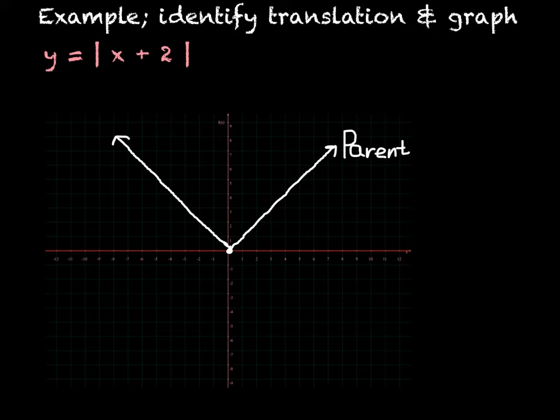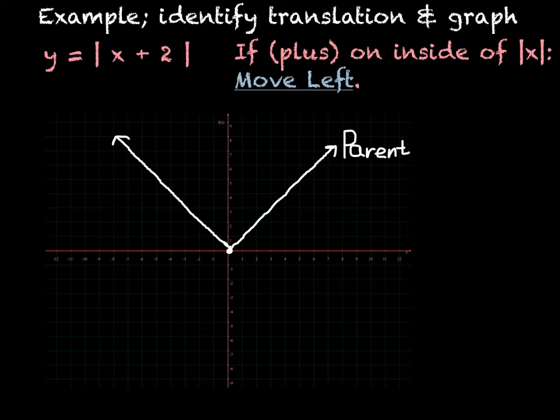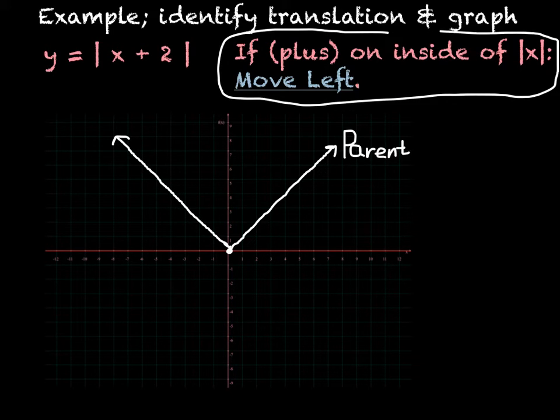In this next one, again, I have my parent function graphed there, and I want to look at y equals the absolute value of x plus 2, and all of that is inside the absolute value. Okay, well, before I had a minus inside the absolute value. This time I have a plus, so I have to have another rule. So the next rule is if it is a plus on the inside of the absolute value of x, then you're going to move to the left that amount.